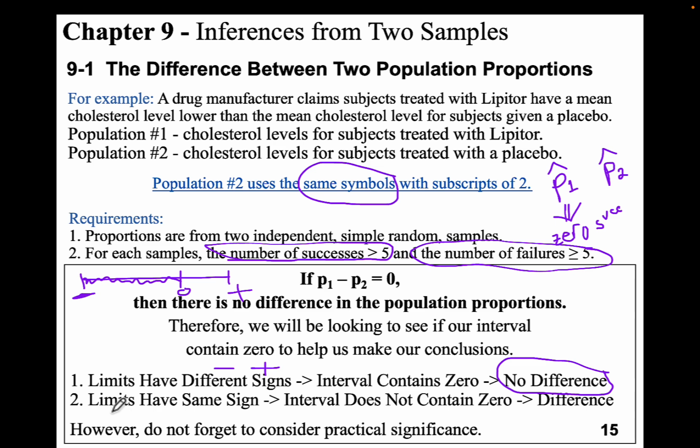Here's the other case. Your limits have the same signs. So that would be if they're both negative or if they're both positive. In that case, you can imagine your number line. If the limit starts at a negative and ends at a negative, it does not include 0. And if your interval starts at a positive and ends at a positive, it does not include 0. So in that case, we would conclude that there is a difference in the two population proportions. However, of course, do not forget to consider practical significance as always throughout this course.